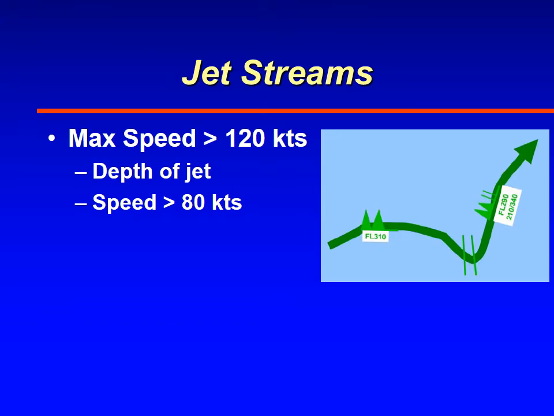Now, I know that sounds kind of complicated, but looking at this example, it shows that as you go up through the atmosphere, the first place where the jet stream increased to more than 80 knots was 21,000 feet. And then it was at its strongest at 29,000 feet. There you see 120 knots. And then as you go up, the jet stream decreases and finally decreases below 80 knots at 34,000 feet.